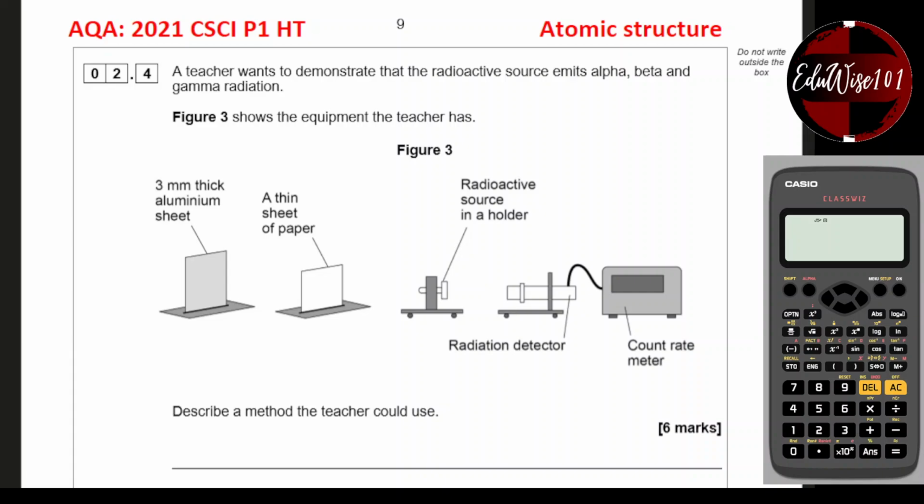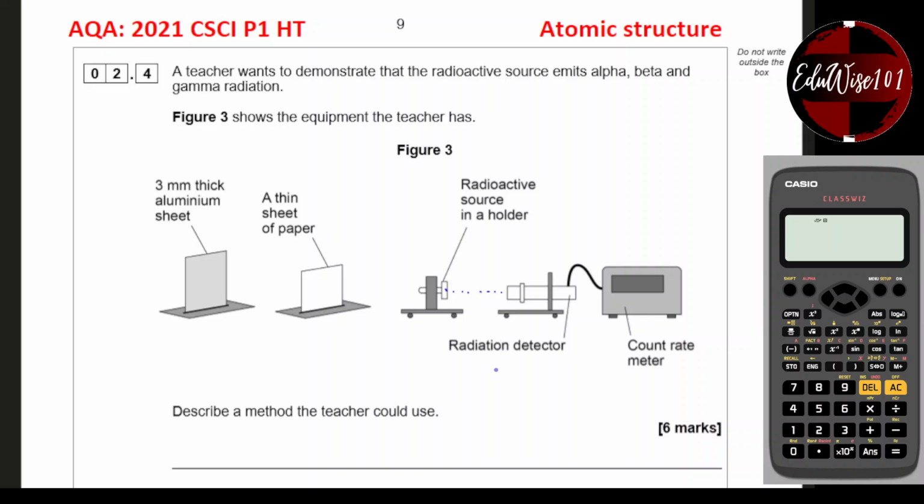Question 2.4. A teacher wants to demonstrate that the radioactive source emits alpha, beta, and gamma radiation. Figure 3 shows the equipment the teacher has. So you've got a 3 millimeter thick aluminium sheet, a thin sheet of paper, a radioactive source in a holder. So that's where the radioactive source is, and the radiation is going to come from the front in this direction. And you've got the radiation detector.